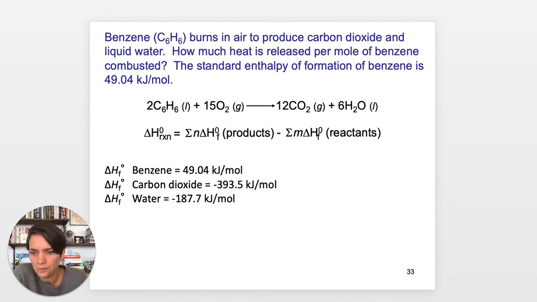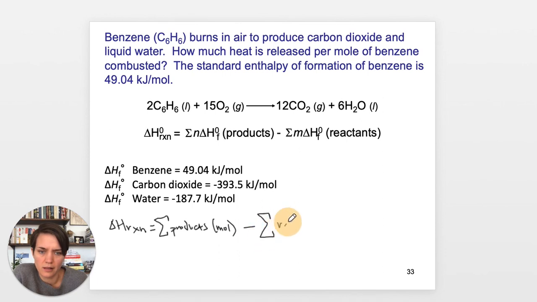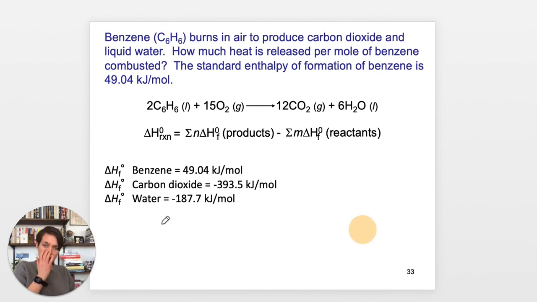Okay, so our delta H of reaction is equal to the sum of our products times the number of their moles minus the sum of our reactants times the number of their moles. Okay, so it's kind of a simplified version of that same equation. So let's go ahead and apply it.